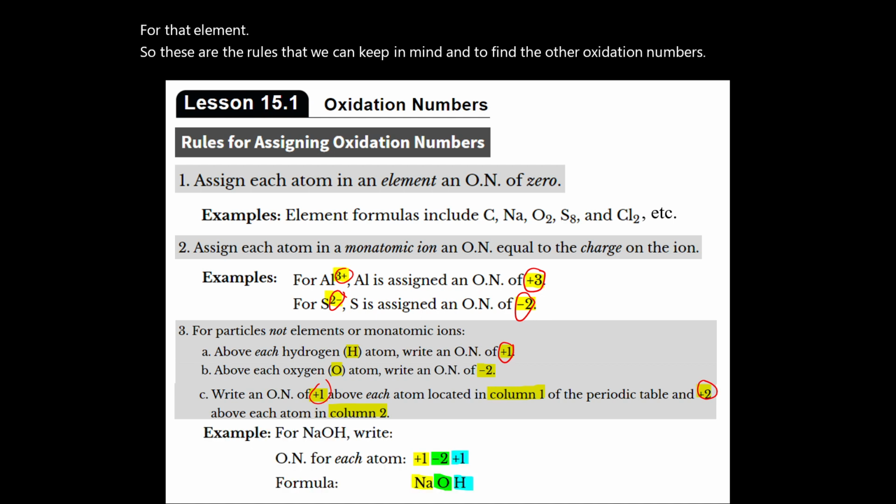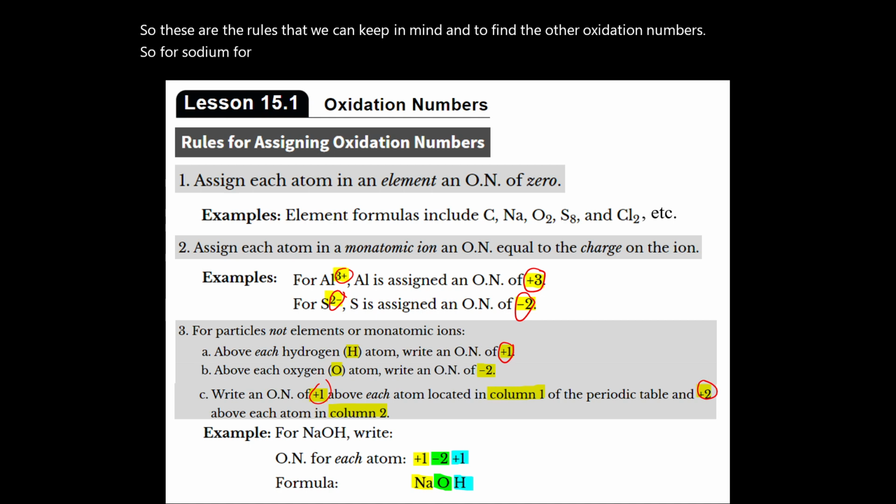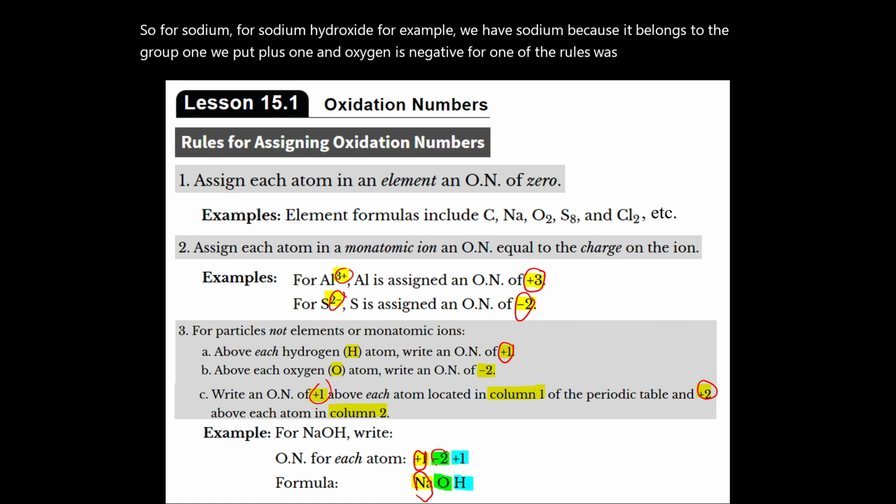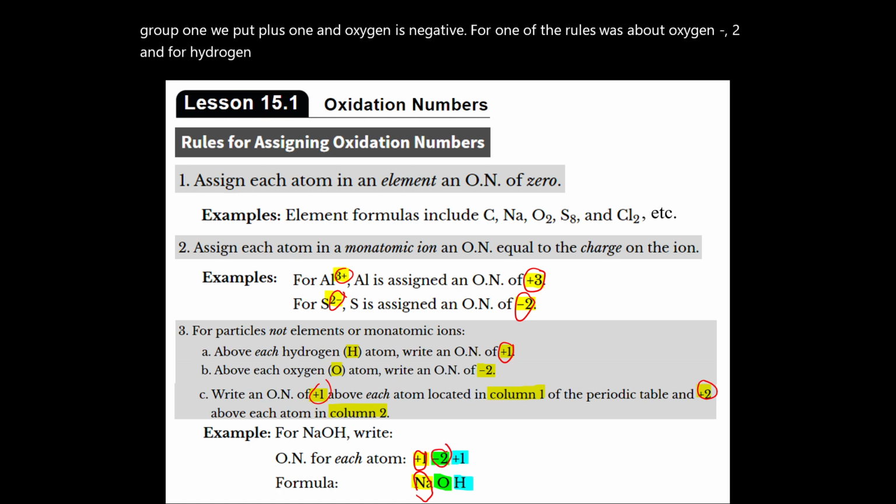So for sodium hydroxide, for example, we have sodium, because it belongs to group 1, we put +1. And oxygen is -2, one of the rules was about oxygen, -2. And for hydrogen, whenever we see that, we assign +1 as oxidation number.